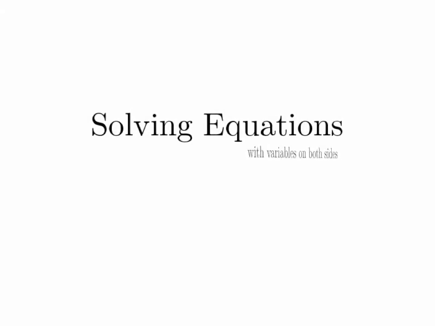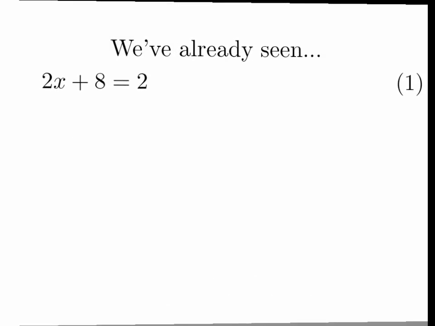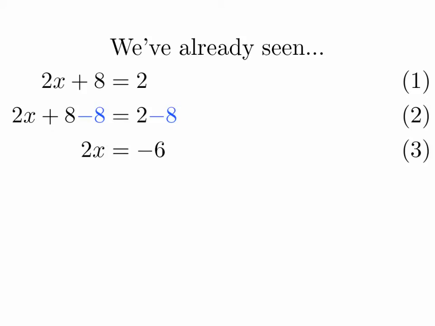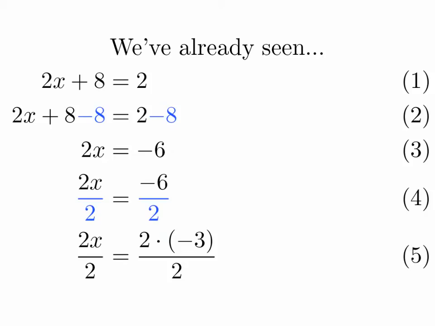Today we're going to learn how to solve equations with variables on both sides. Now we've already seen 2x plus 8 is equal to 2. In order to solve this we added negative 8 to both sides of the equation, and the 8 and the negative 8 cancel out and we're left with 2x is equal to negative 6. Now we want to divide both sides of the equation by 2, and when you do that the 2's cancel out and we're left with x is equal to negative 3.